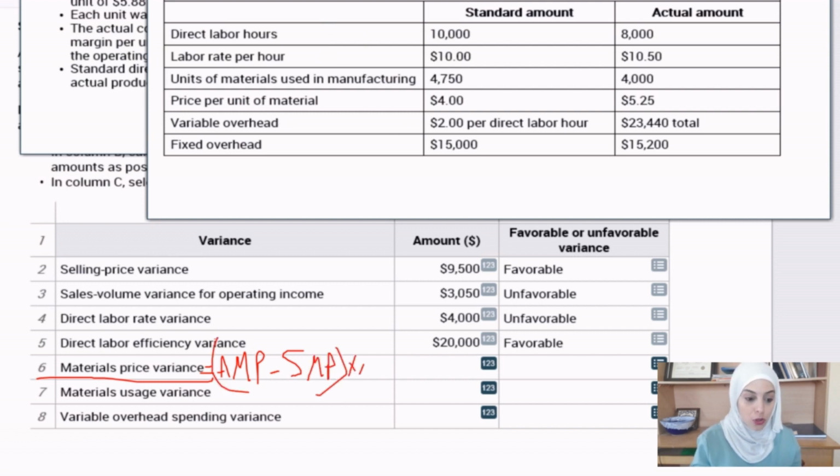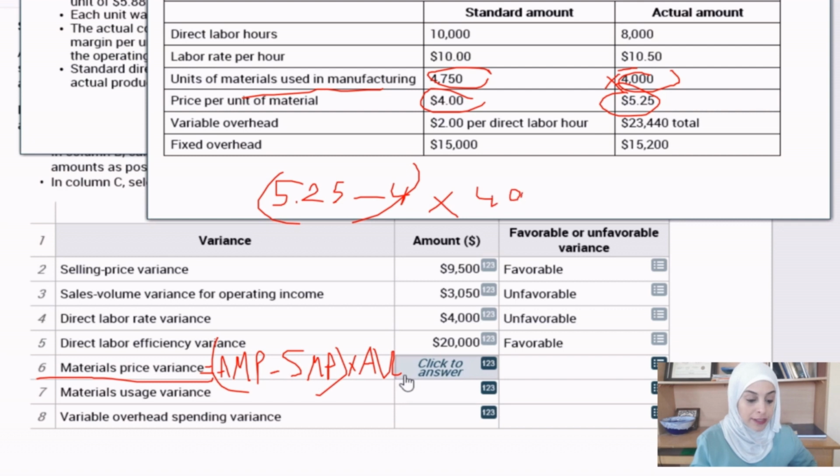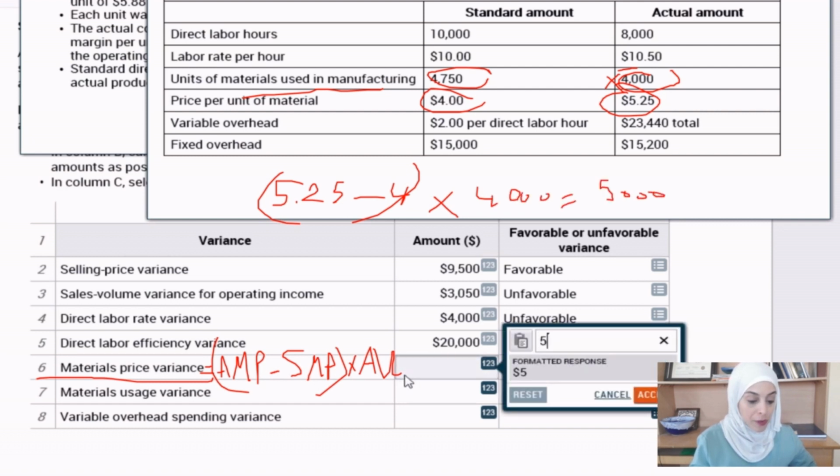And we can get this information also from this exhibit. Here we have the material price. They give us the standard and the actual: the actual is 5.25, and the standard is 4. So the difference between both, times the actual number of materials sold, which is 4,000 units here, the actual amount. So we just times 1.25 times 4,000, and that will give us the material price variance of $5,000.